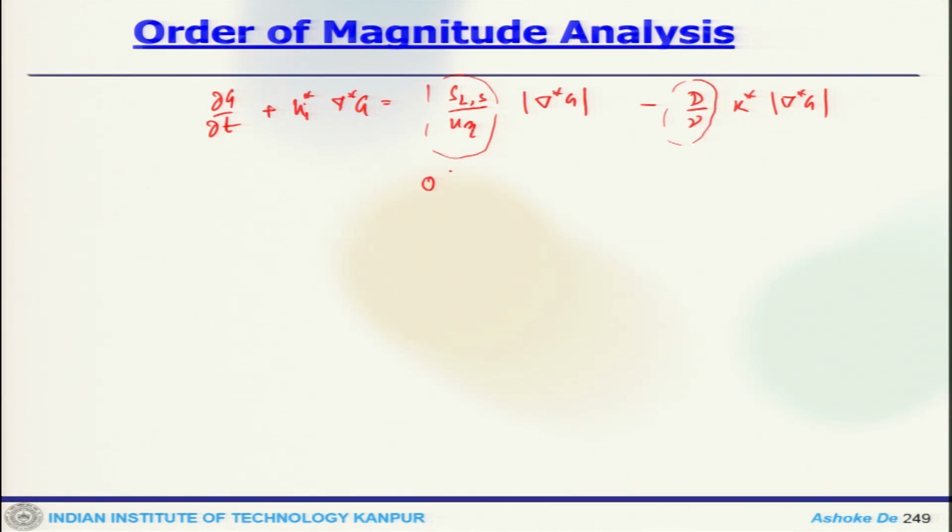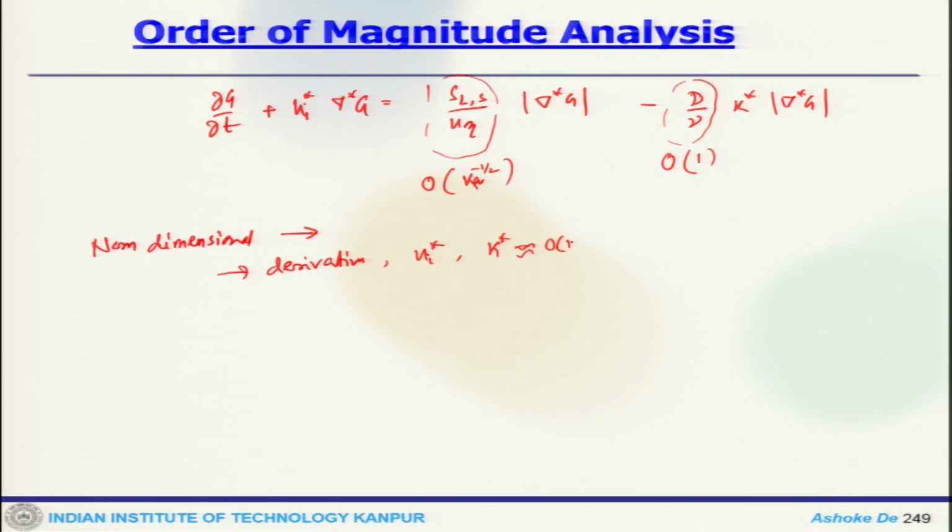Now we can look at this term. So this is order of Karlovitz number to the power minus half, and this guy is order of 1. So if we non-dimensionalize the derivatives and ui and kappa star, these will be order of 1. So we can see this non-dimensional form of these things.